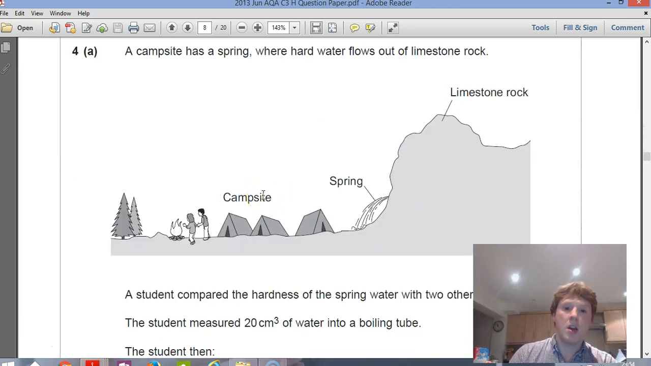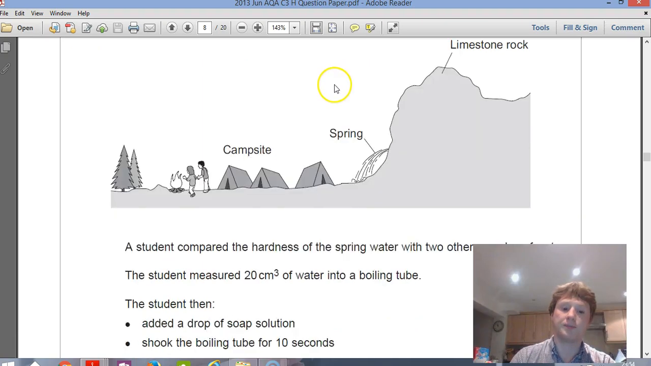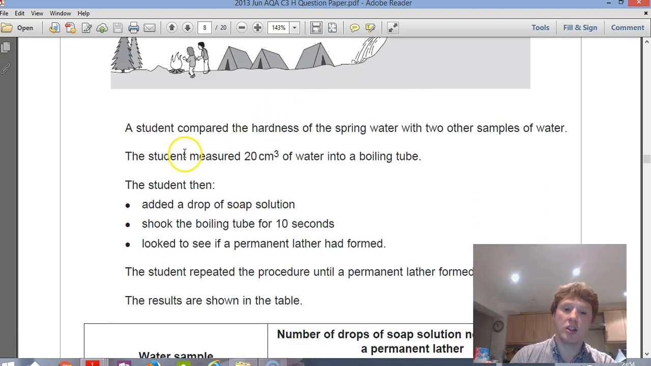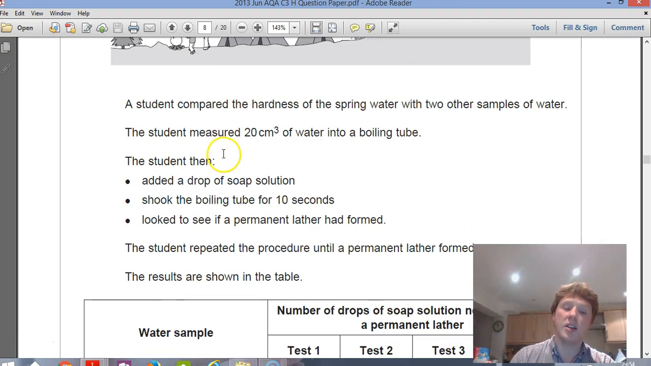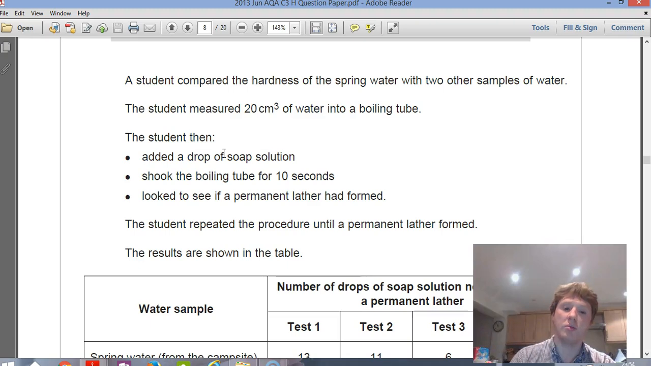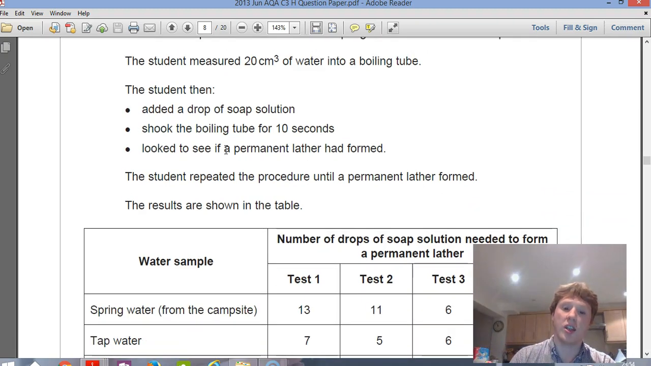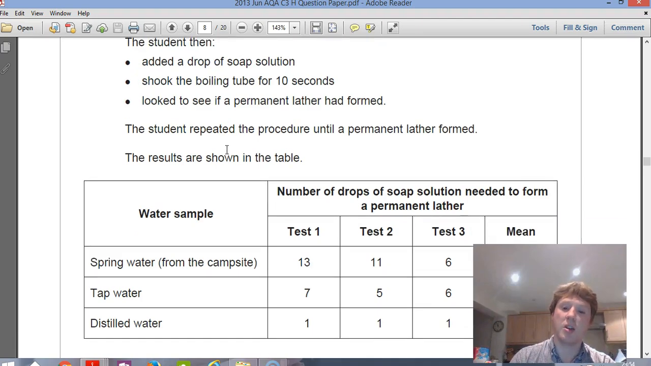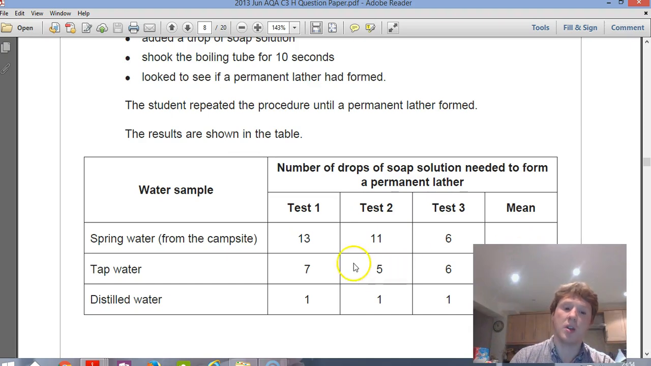Question 4. A campsite has a spring where hard water flows out of limestone rock. A student compared the hardness of spring water with 2 other samples of water. The student measured 20 centimetres cubed of water into a boiling tube. The student then added some soap, shook it for 10 seconds, and looked to see if a permanent lather had formed. The student repeated the procedure until a permanent lather formed. The results are in the table: number of drops of soap solution needed to form a permanent lather. The spring water is 13, 11, 6. Tap water is 7, 5, 6. Distilled water is 1, 1, 1.